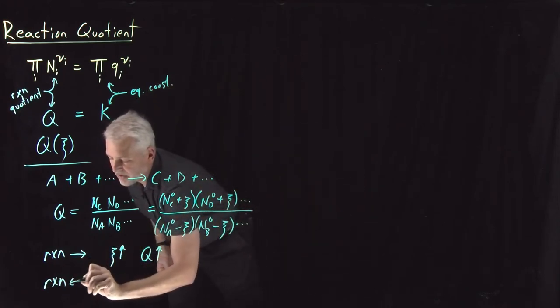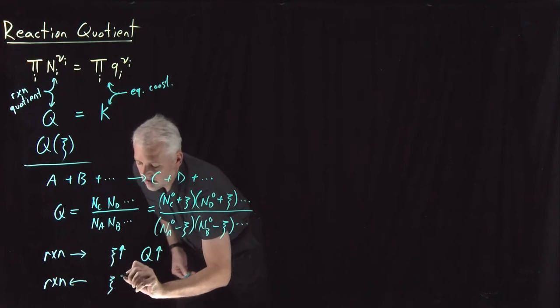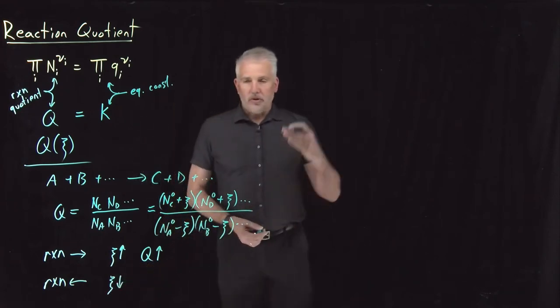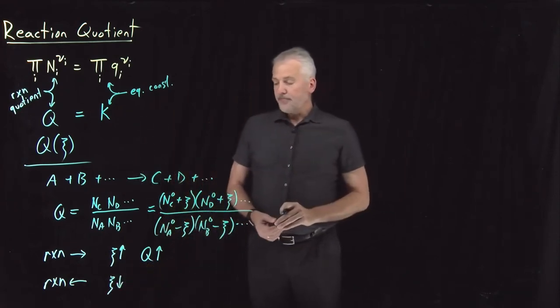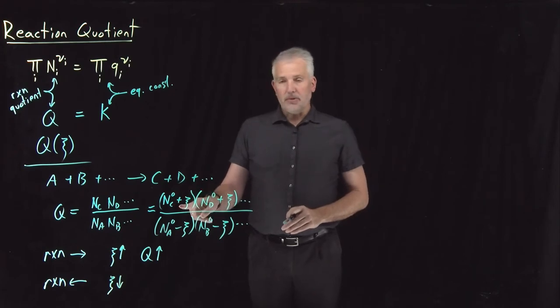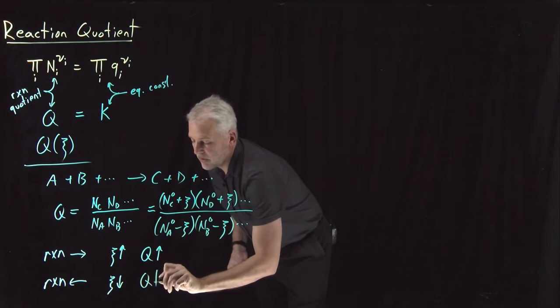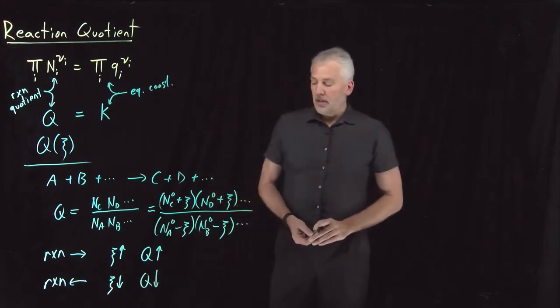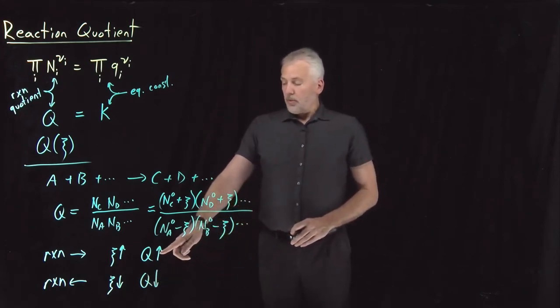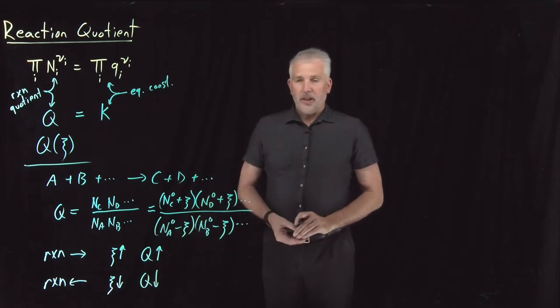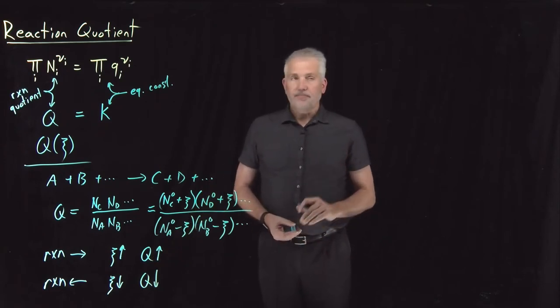When the reaction proceeds backwards, the reaction progress is becoming smaller or more negative. I'm decreasing the terms in the numerator, I'm increasing the terms in the denominator, and the reaction quotient decreases. So we can predict what direction Q is going to change when the reaction shifts forwards or backwards.